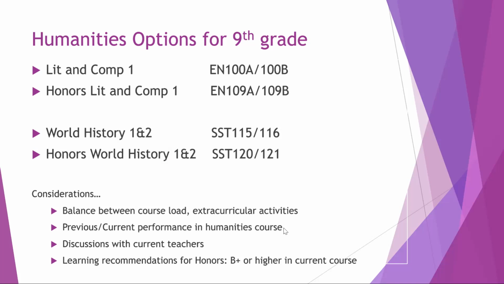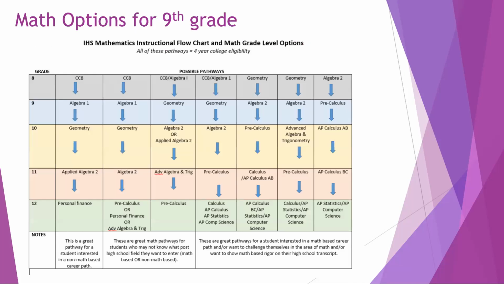How they've done in these courses in the past is an indicator of how they'll do in the future. So if it's been a course area where it's difficult for them, sometimes it's good to just choose the regular college prep option, which is world history or the regular English course. Talking to their current teachers can help them make a decision about what's the best course for them next year. And in general, the learning recommendation to move on to an honors course is having a B+ or higher in their current course.